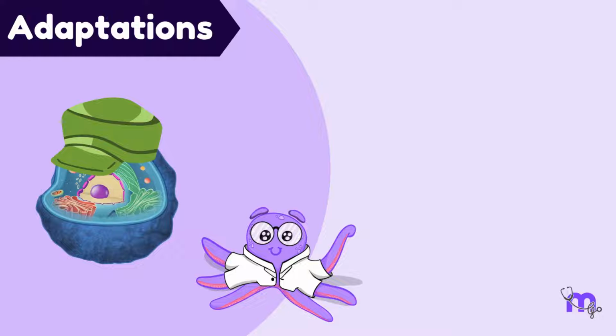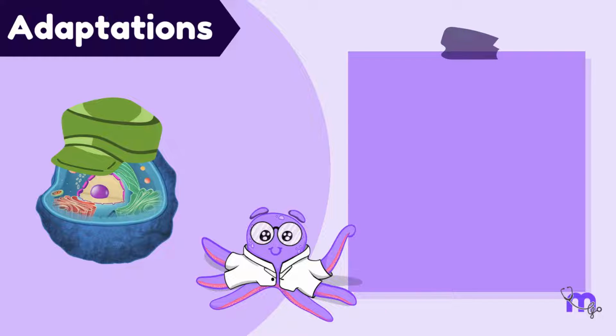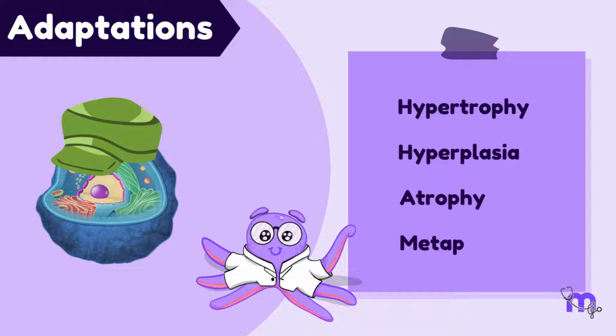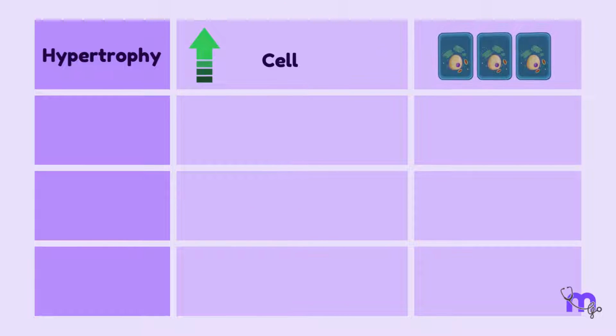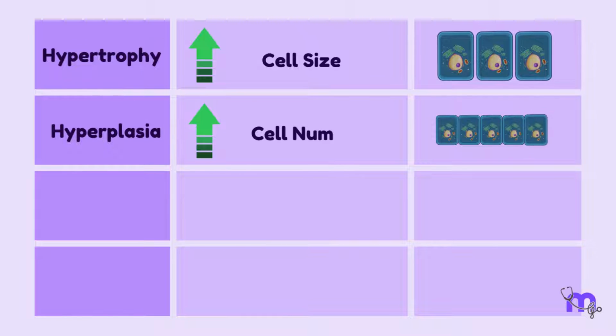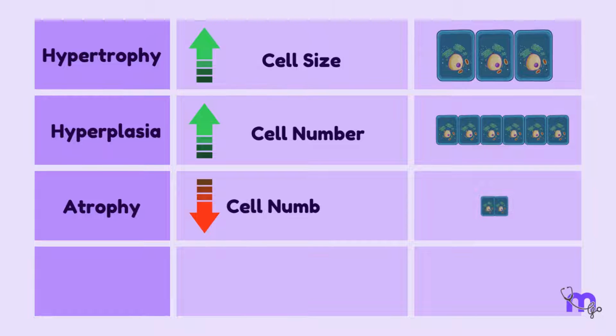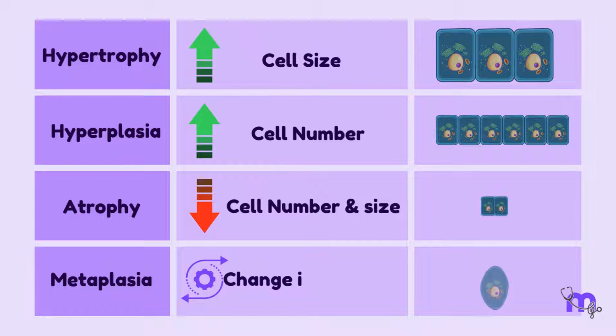So, what are the various ways a cell can adapt? They are hypertrophy, hyperplasia, atrophy, metaplasia. Hypertrophy is an increase in cell size. Hyperplasia is an increase in cell number. Atrophy is a decrease in cell number and size. And metaplasia is a change in the cell type.